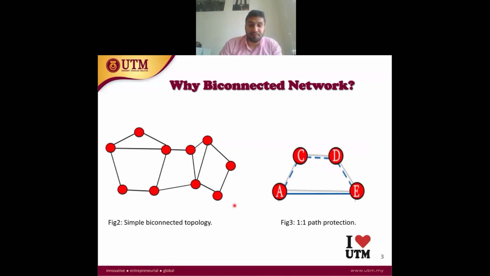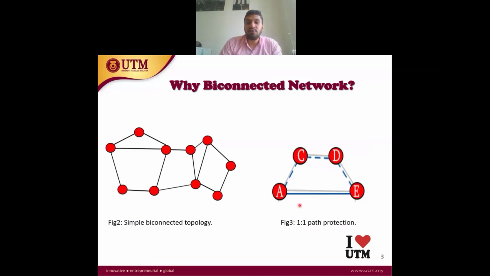And if we look at the mesh topology, which is considered a standard topology, yes, the network will be strong, but it is very expensive. So if we use a bi-connected network, we can reduce the cost, as well as get high robustness for the network, because bi-connected is under the condition of one-to-one path protection. This is the condition for bi-connected.